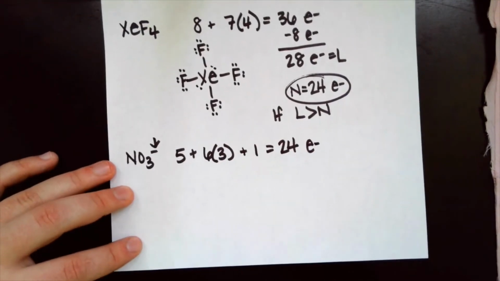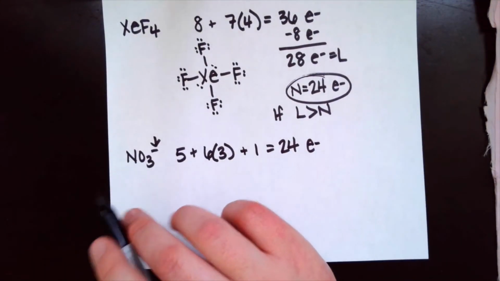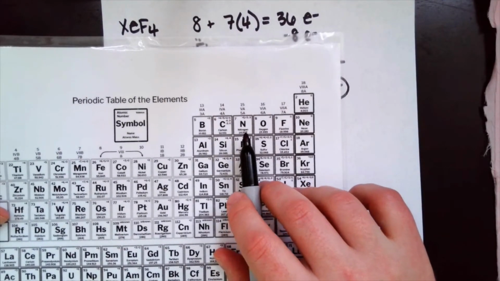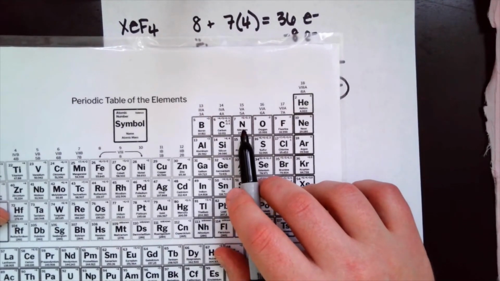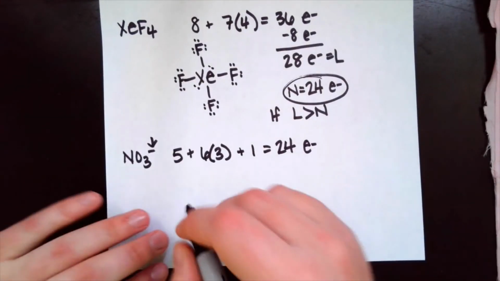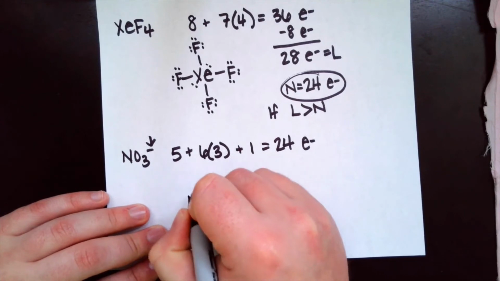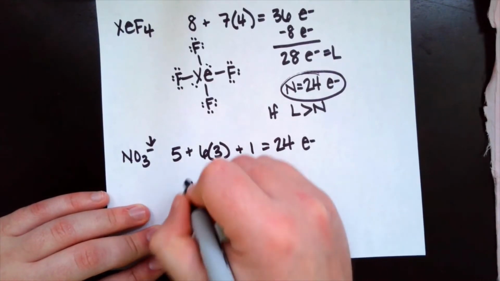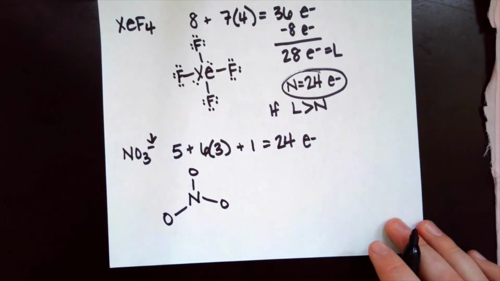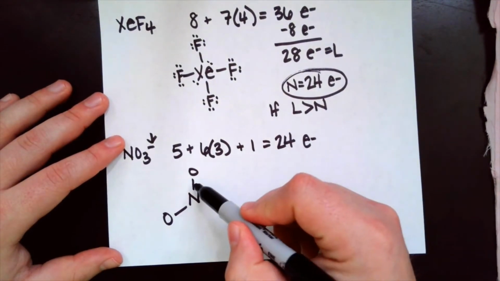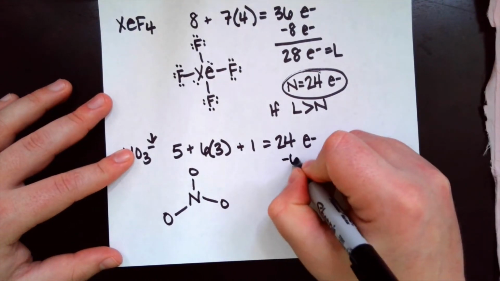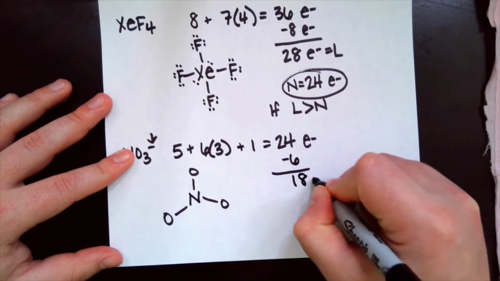Now, draw the skeletal structure. As I said for electronegativity, one way you can think about it is that the further you are from fluorine, the less electronegative you are. So nitrogen is further from fluorine. So that is going to be our central atom. Nitrogen. You can draw the 3 oxygens off of it. So now let's determine L. We have 3 bonds drawn. 3 bonds means 6 electrons. So we have 18 electrons left.